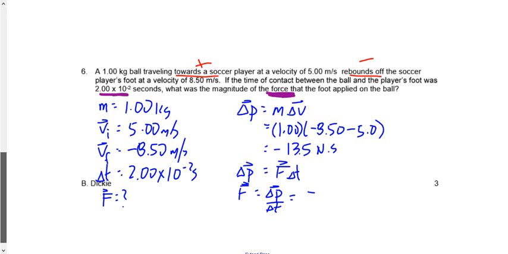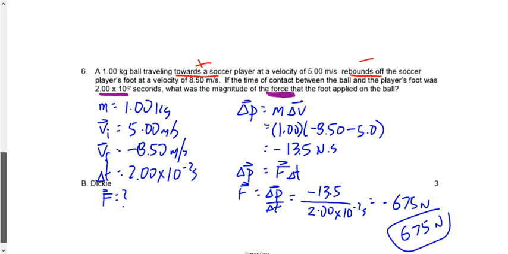Delta P is negative 13.5. I am going to get a negative value for force here. That's okay. I can just drop the negative to get the magnitude. My time here is 2.00 times 10 to the negative 2 seconds. And that gives me a force, what was it, 675 did I say? Yeah, negative 675, which we're going to take the absolute value of, and we end up getting 675 newtons.